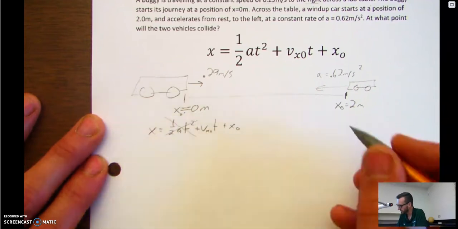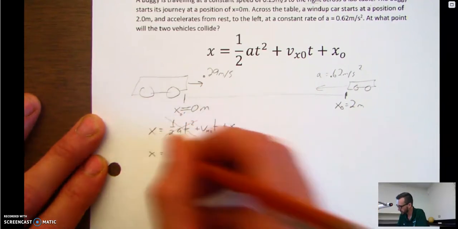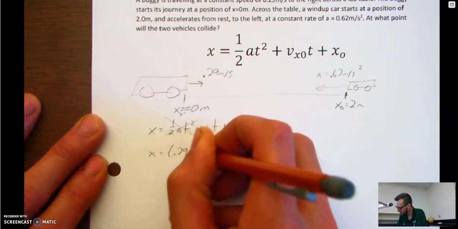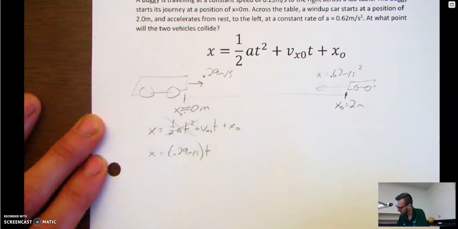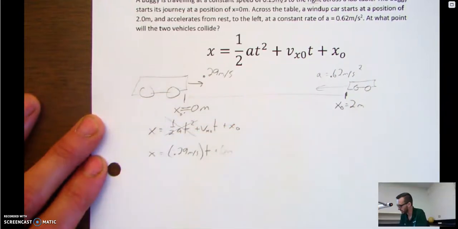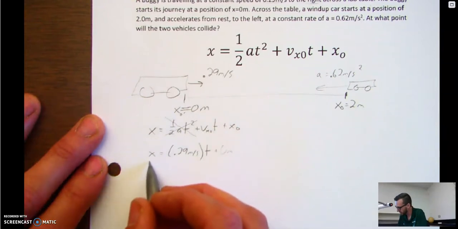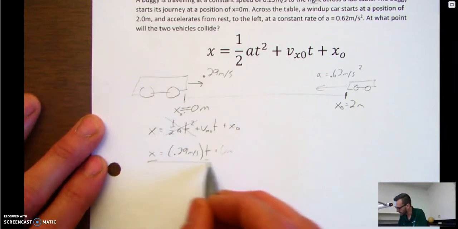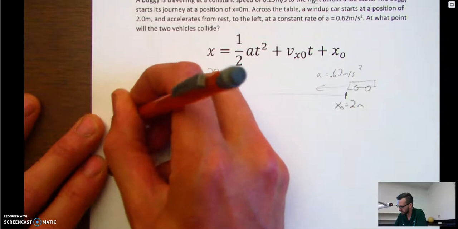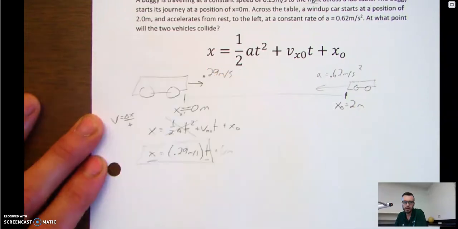But we've set the buggy to start at 0 meters. So if I go ahead and plug all these values in, my buggy's velocity is 0.29 meters per second. Don't forget the t, it's right there, plus a position of 0 meters. So I'll kind of write that faded because it's going to go away anyway. So now I have an expression for where the buggy is at any time if it travels along the table at a constant speed. A very straightforward equation. You could also just derive it from v equals the change in x over t and solve for x.